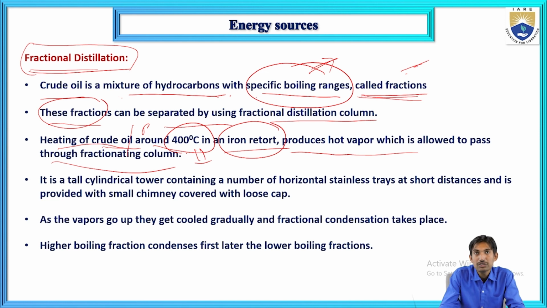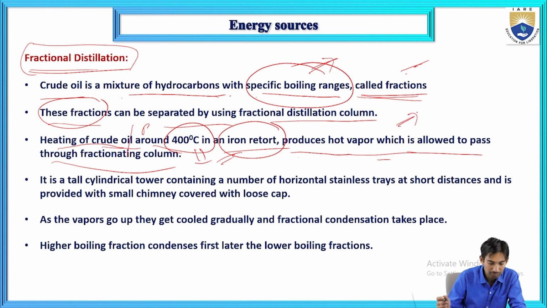Then what happens if you heat the crude oil? The crude oil contains different types of fractions. At 400 degrees centigrade, the liquid is converted into hot vapors. Then we have to allow these vapors into the fractionating column. It is a tall cylindrical tower containing a number of horizontal stainless steel trays.